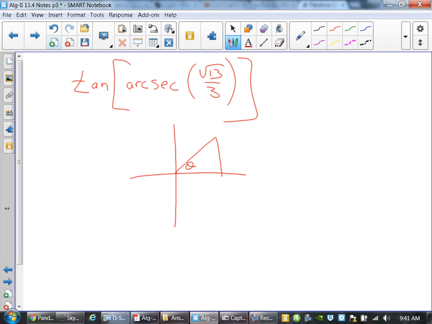Secant is the inverse of what? Cosine. So that means my adjacent would be, well, secant's going to be hypotenuse over adjacent. So my adjacent would be 3. This will be √13. What's my opposite then? 2.